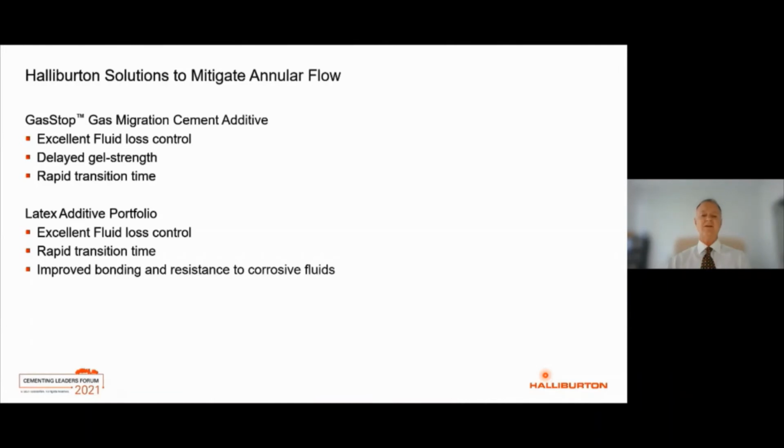Slurries can be designed with latex additives to function in accordance with Halliburton's gas migration theory, the flow potential factor that we've just seen. Slurries containing latex additive can provide low fluid loss control, delay the static gel time, and shorten transition times. Latex additive can also be used in conjunction with Halliburton's Zone Seal isolation cementing service for foam cement.